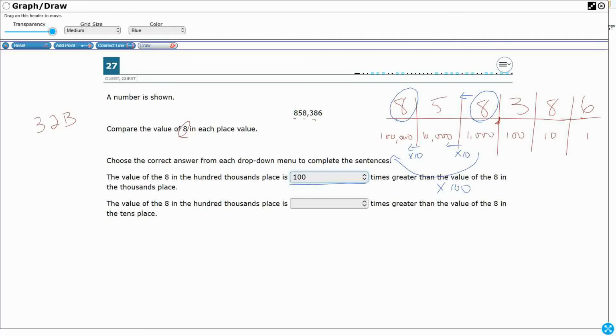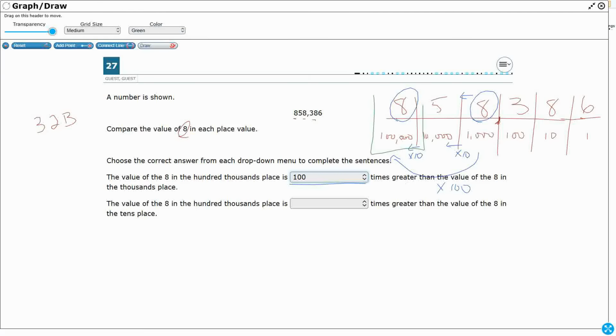Now, let's look at this next one, the 8 in the 100,000s place. So I'll do this in green, so I keep it separate. Is blank times greater than the value of the 8 in the tens place? Okay, that's a lot of tens, but let's do it. So it takes 10 tens to make 100. It takes 10 100s to make 1,000. Obviously, 10 thousands to make 10,000, and 10 10,000s to make 100,000.